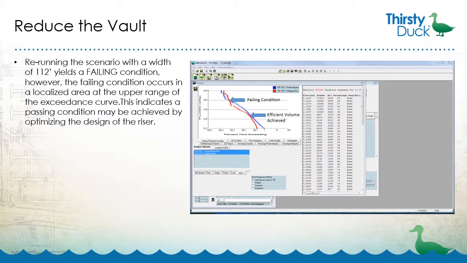However, the failing condition occurs in a localized area at the upper range of the exceedance curve. This indicates a passing condition may be achieved by optimizing the design of the riser.